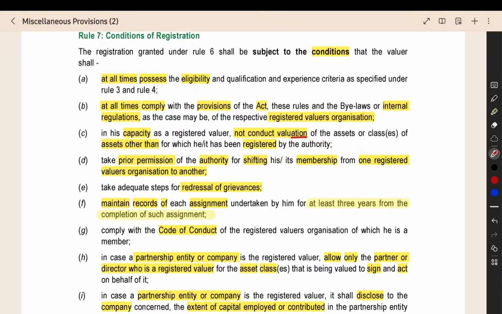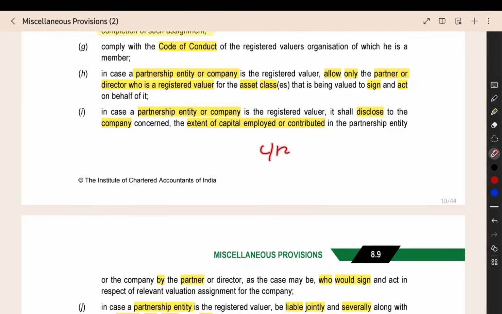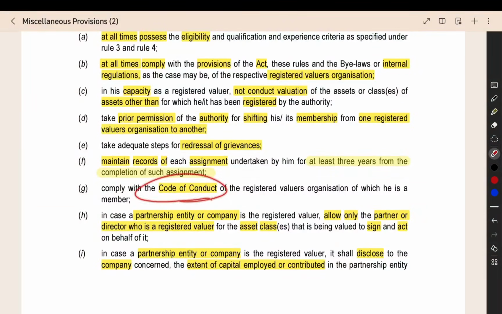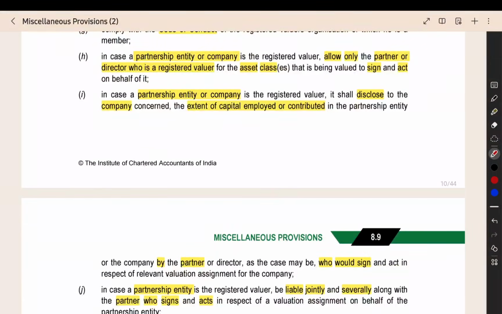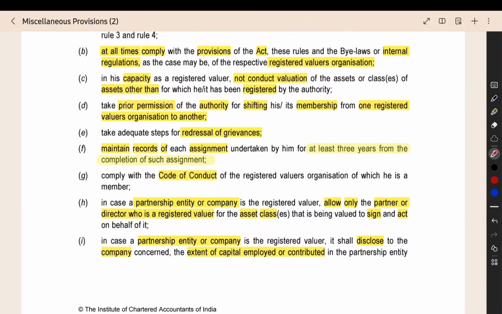Then you should not conduct valuation for assets other than those registered. So if you have taken the registration for land and building, you should do valuation only for land and building. You should follow the code of conduct. You should maintain the records, not books of accounts, the records. Whatever assets you valued, those records should be maintained for at least 3 years. They may ask this as a question. Maintain records for at least 3 years.